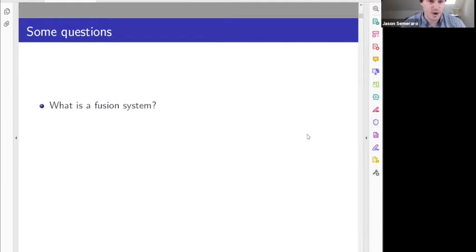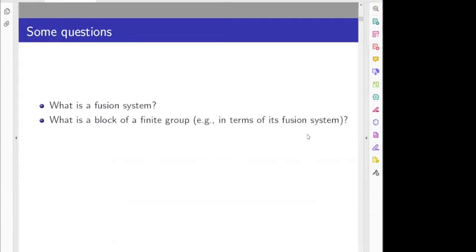What is it the fusion system of? What is the structure which underpins a fusion system? Where do they come from, really? What was the global place in which they might reside? So I want to address that question to understand.